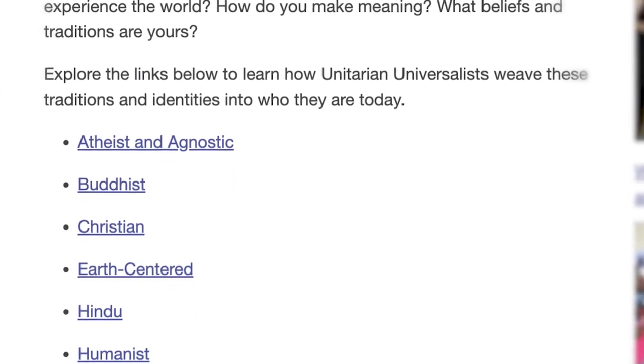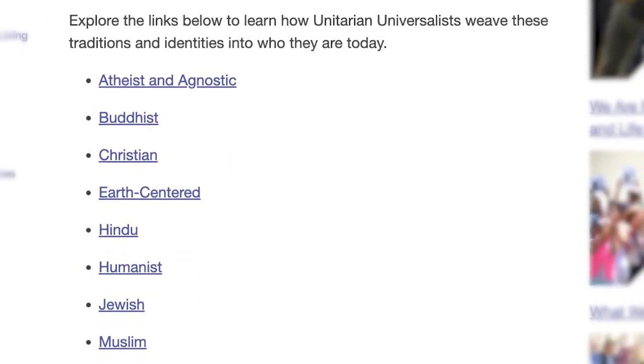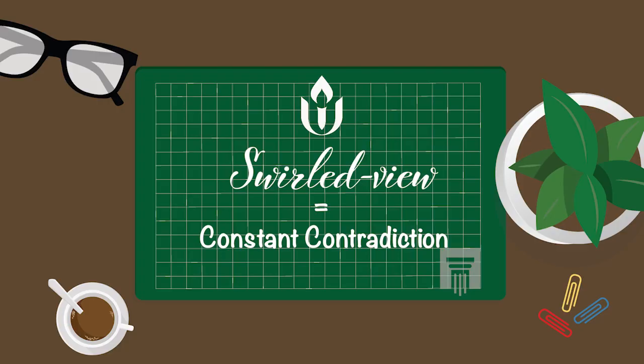It then lists atheist, agnostic, Buddhist, Christian, earth-centered, Hindu, humanist, Jewish, Muslim. These different worldviews cannot be harmonized. They conflict on major issues. Consequently, the Unitarian Universalist swirled view means they live in constant contradiction.